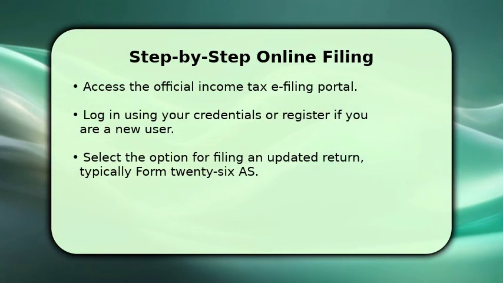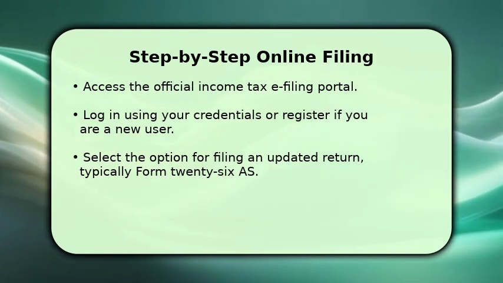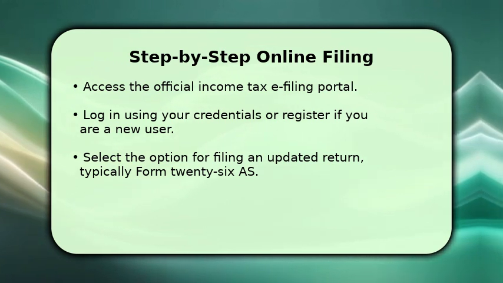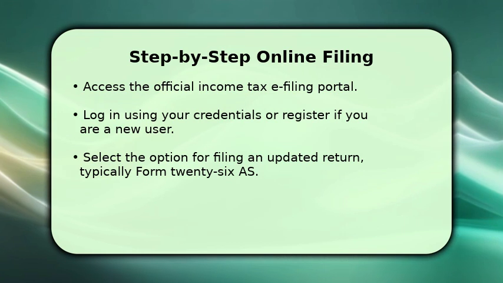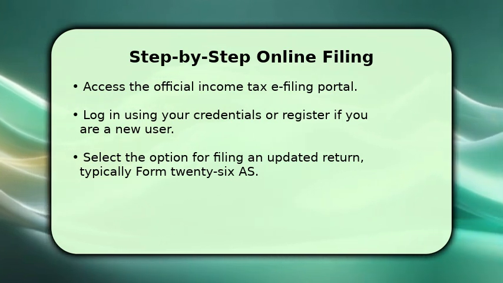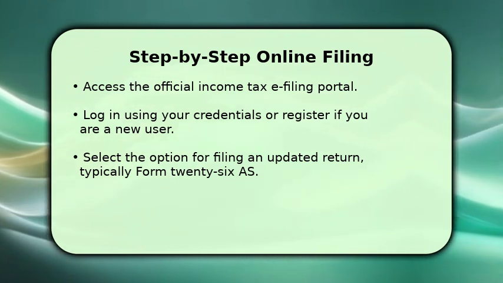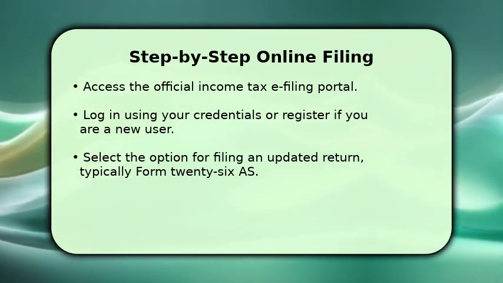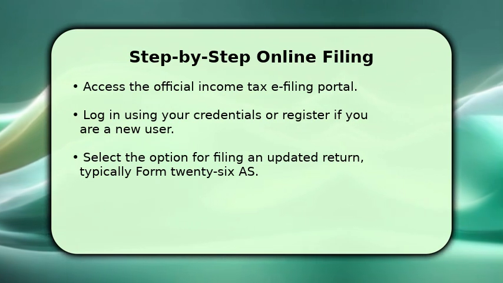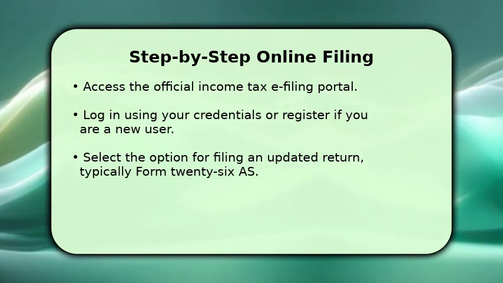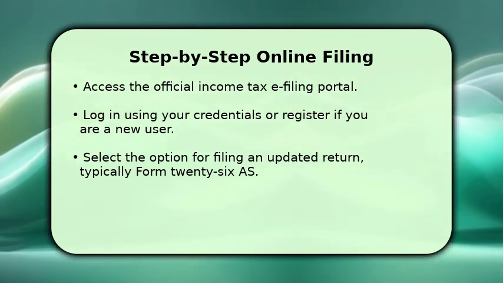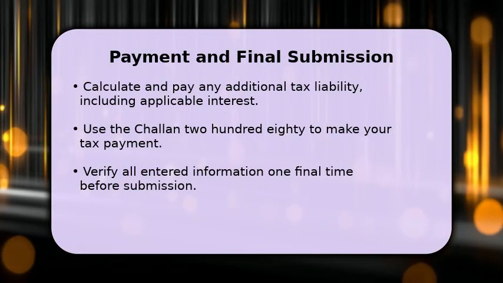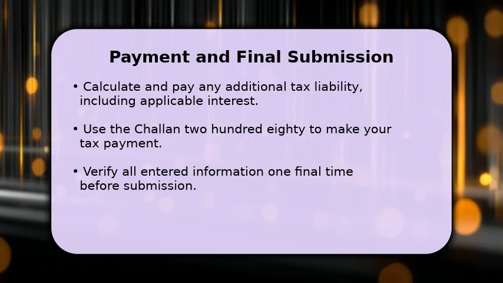Now, let's walk through the online filing process. Start by visiting the official income tax e-filing portal. Log in with your existing credentials, or if you are a new user, complete the registration process. Once logged in, navigate to the section for filing an updated return, often referred to as Form 26AS. Take your time to meticulously fill in all the necessary details, making sure to correct any errors or omissions from your initial filing. The final steps involve payment and submission.